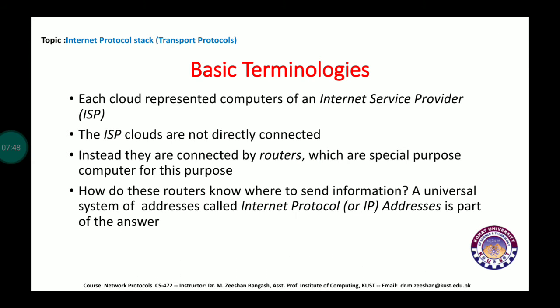Then how are these routers connected to each other? These routers know where to send information, and a universal system of addressing, called the Internet Protocol, or IP address, which is a 32-bit address, is used as addressing information with the data, which is processed by the routers in transmitting the information or the packet toward the destination.